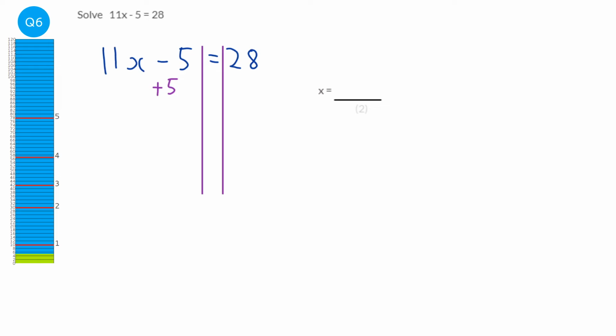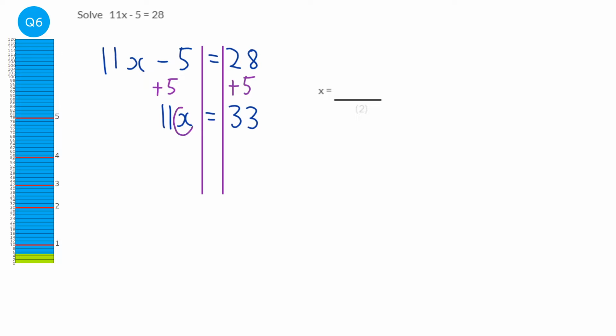Now we can't just do that to the left hand side, we've got to do it to the right hand side as well. So we add 5 to both sides. When we add 5 to the left hand side, we're just left with the 11x. On the right hand side, we do 28 plus 5, which is 33.